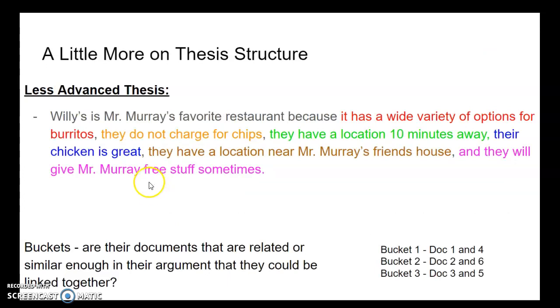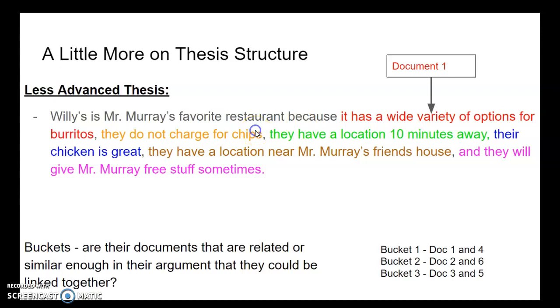So let's say that right here, this is our less advanced thesis. You didn't want to do argumentative buckets, and instead you just said, nope, I want to just show that each of my documents is represented in my thesis singularly. So you would say Willie's is Mr. Murray's favorite restaurant because it has a wide variety of options for burritos. They do not charge for chips. They have a location 10 minutes away. Their chicken is great. They have a location near Mr. Murray's friend's house, and they will give Mr. Murray free stuff sometimes.